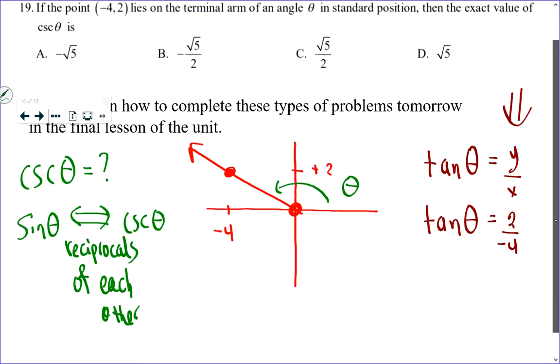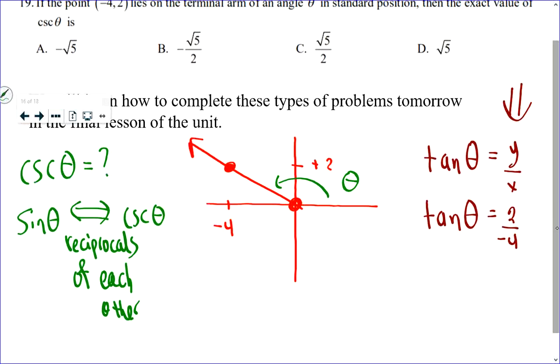And the reason why I'm doing this is because I think it's reasonable for most people to know without much thought that sine is y over r. And what that means is that cosecant must be r over y. So this right here, Jonathan, this is the answer to the question. If we can figure out what r divided by y is, we get the answer.